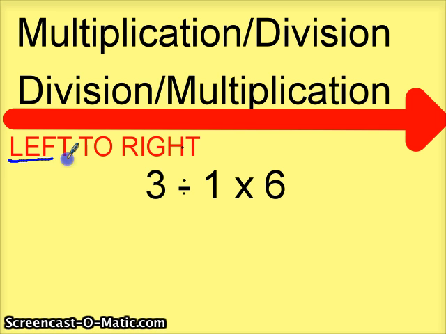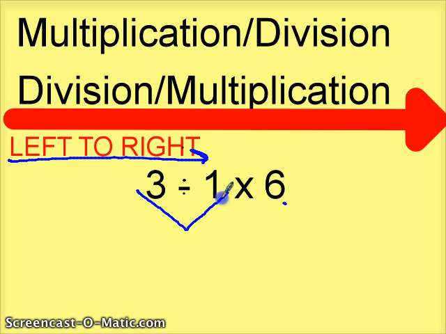If we're moving from left to right, this division problem would come first, okay? So I want to caret this problem. So 3 divided by 1, okay? That's what I'm going to do first because I do multiplication and division from left to right, and that's just what came first. So 3 divided by 1 is 3, okay? And that's my first step.